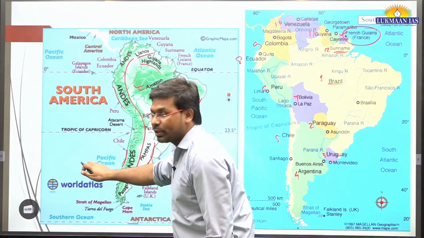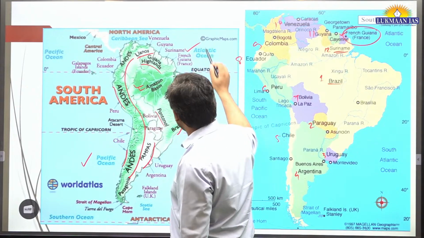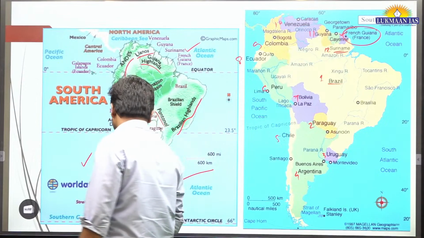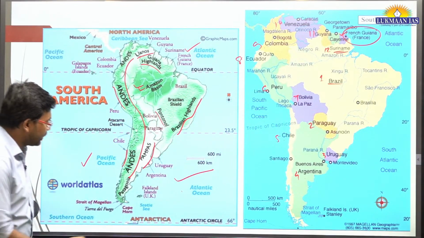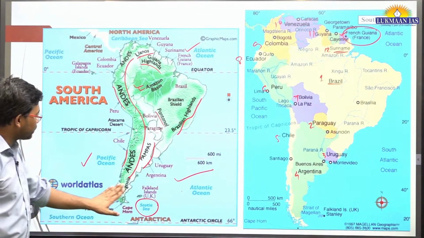To the west of South America, we have the Pacific Ocean. So this is, let's say, the Northern Atlantic Ocean, this is the Southern Atlantic Ocean. And there is a sea also, which is known as the Scotia Sea. So this sea is also important.